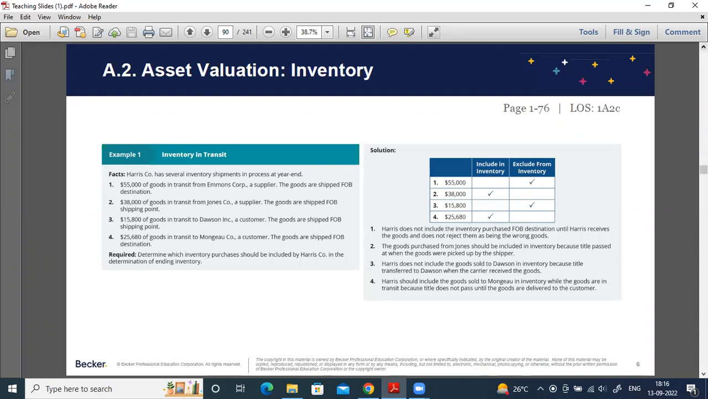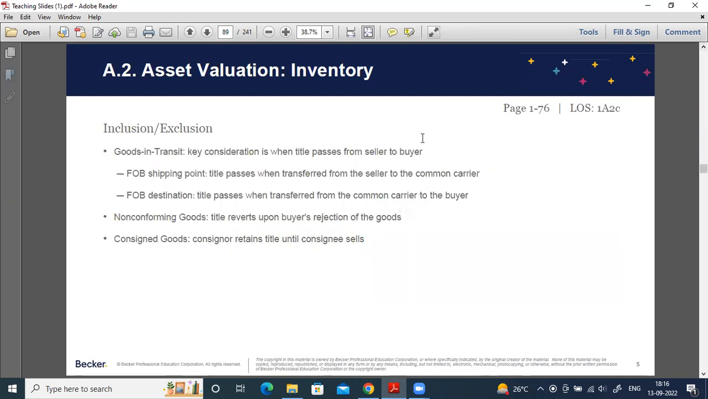So if you get confused, let me show this. Just try to see this. Here you can see they clearly gave what will be the consequence in case of FOB shipping point and FOB destination. For destination, title passes when transferred from the common carrier to the buyer.